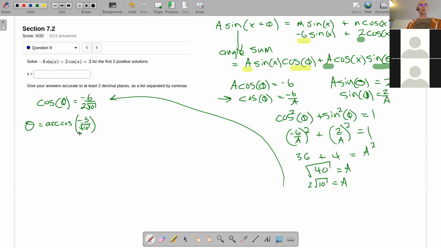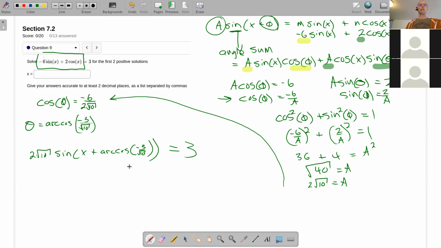So what have we figured out? We were able to rewrite this because we found a value for a and a value for phi. So we now know that a, twice the square root of 10, times the sine of x plus my arc cosine of -3 over the square root of 10, all inside there, has to equal 3. And so then I can solve this. So we had to first rewrite. That's a bit of work, but we can solve now.